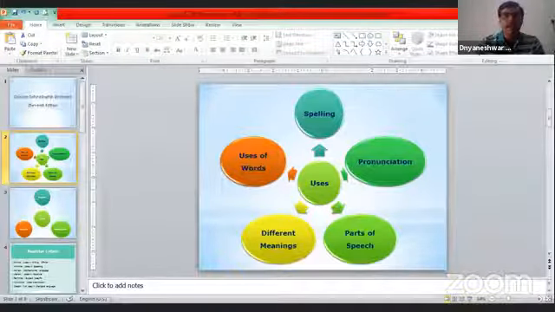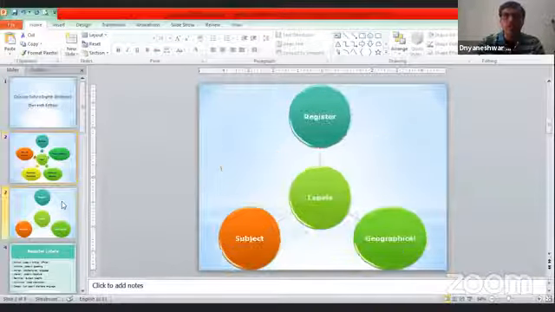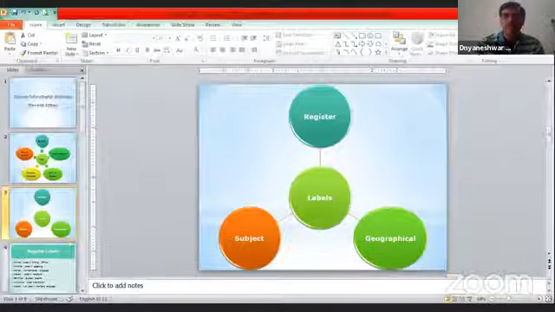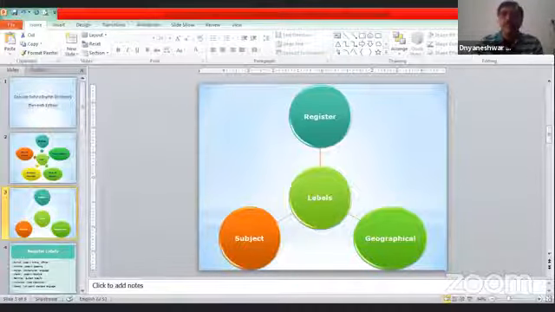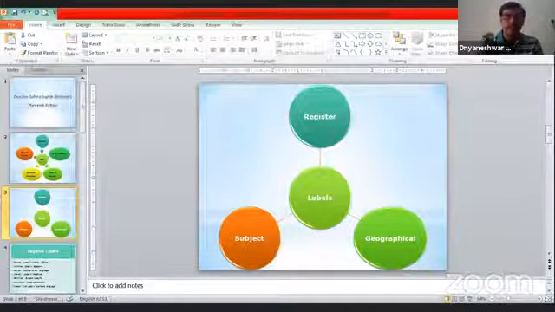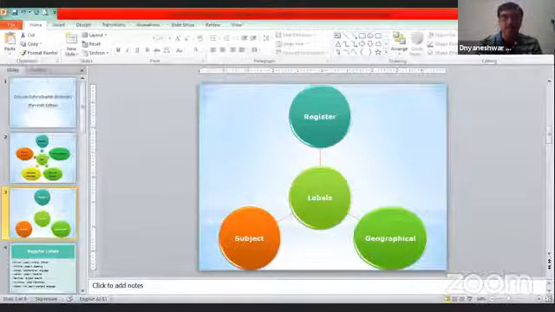Apart from this, there are certain other areas which actually are available in a dictionary, and we as English teachers must refer to those. One of the important aspects which we all teachers can find in a dictionary is labels. And you will find that there are three different labels which are available in a dictionary. These are register labels, geographical labels, and subject labels. I'll be focusing more on register labels in a coming slide.